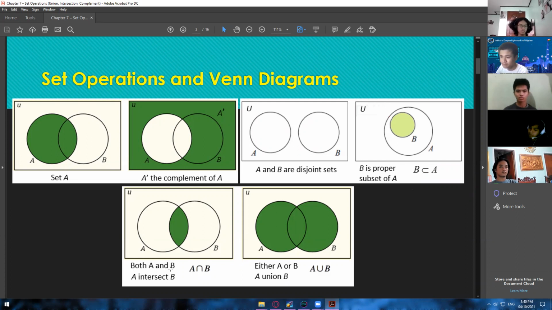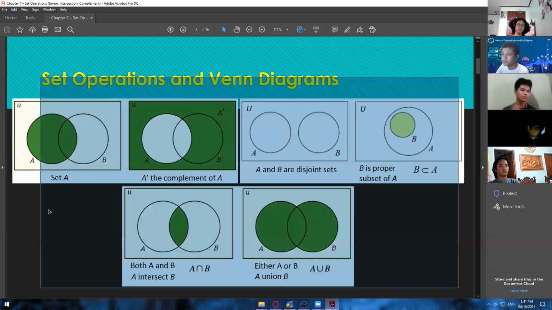The next one is the intersection, so both A and B: A intersect B, using the intersect symbol. We are only getting their common elements, so this is where we put their commonalities. And for the last one, either A or B, we read this as A union B, with the union symbol between A and B. We're trying to get all of the elements of A and B, or the distinct elements of A and B.